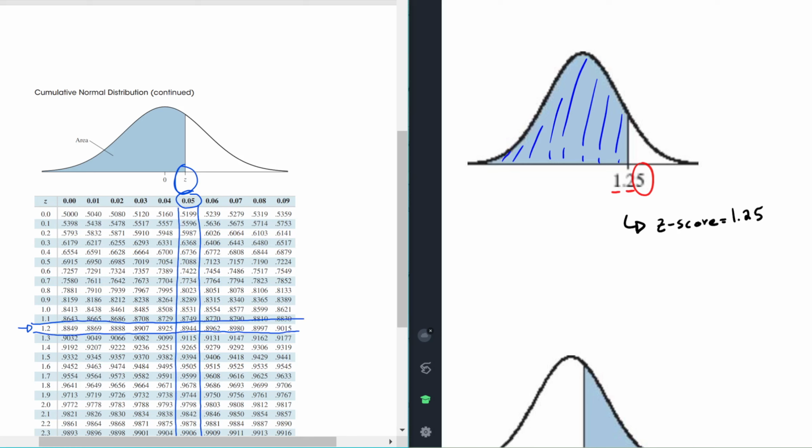Where do the 1.2 row and the 0.05 column intersect? They intersect here, and that value is 0.8944. And that's our answer for this one. So to find values to the left of the z-score, it's merely correctly reading the table. That's all there is to it.